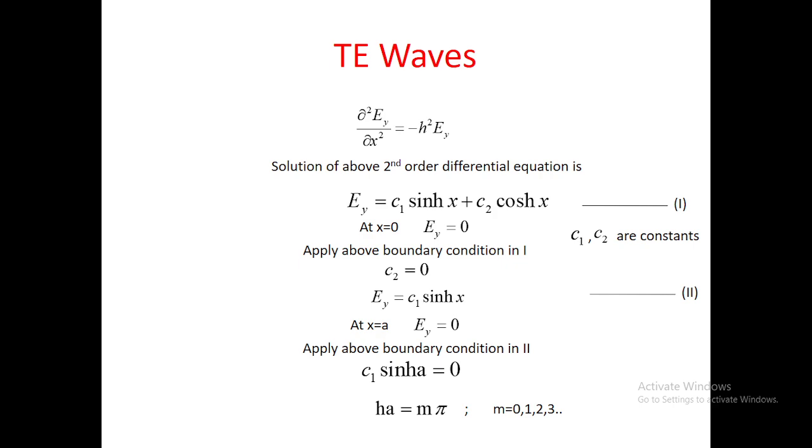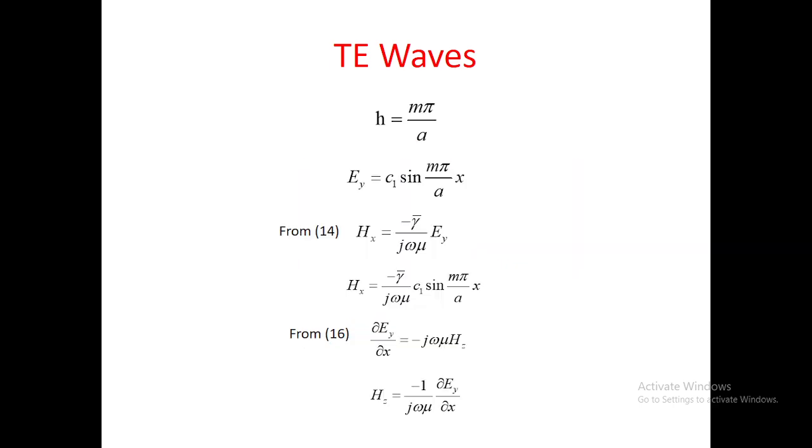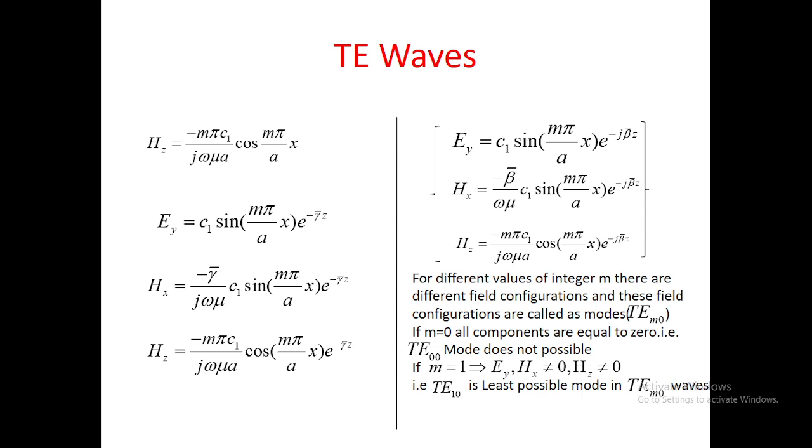By taking the electric wave equation, finally these are the transverse electric wave equations for Ey, Hx, Hz. Here e power minus j beta bar z represents wave propagation along the z direction. Here m is an integer. For different values of integer m there are different field configurations, and these field configurations are called modes. The general mode is the TEm0 mode. Suppose m equal to 0, the field components are zero, so TE00 mode is not possible. The least possible mode is TE10.